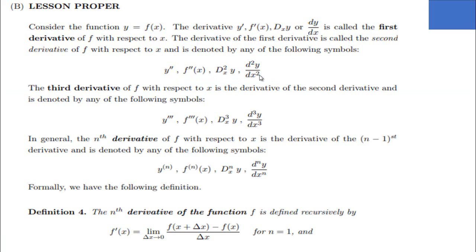In general, the nth derivative of f with respect to x is the derivative of the (n minus 1)th derivative and is denoted by this: y to the n, f to the n of x, equals d n y over dx n, where n is any natural number. So formally, we have the following definition. The nth derivative of the function is defined recursively.